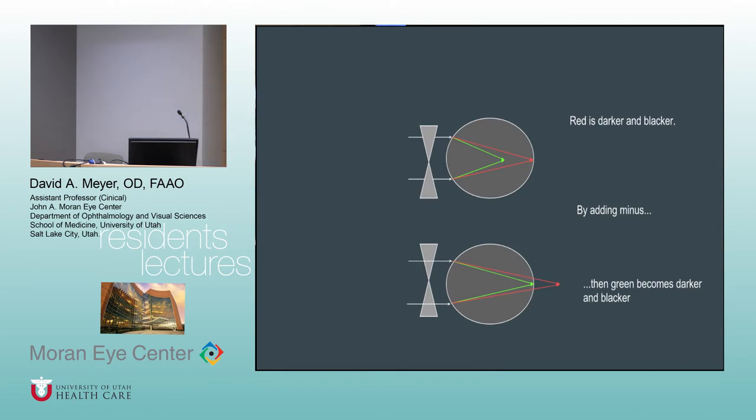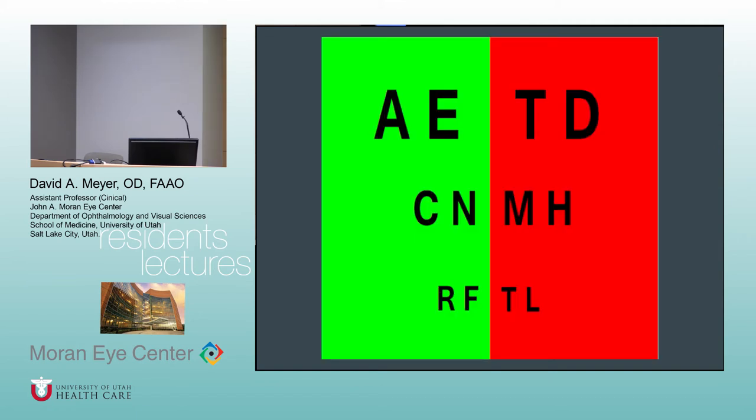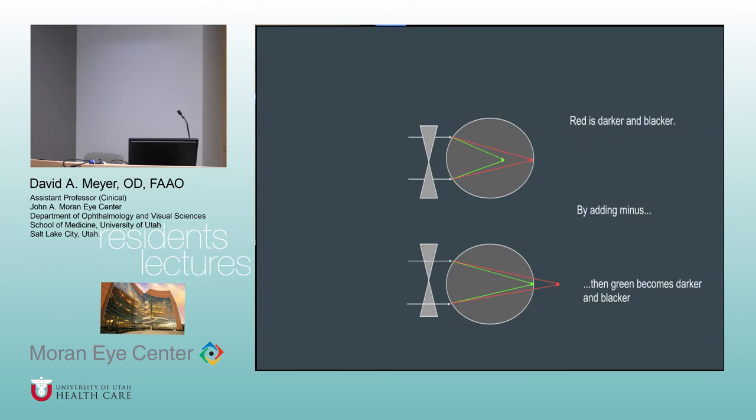And if you look at the optics here, red, longer wavelengths, focus here. Green, shorter wavelengths, focus there. So in this case, they'll say, hey, the red letters on the right side are darker and blacker. What you've created is this, because the red hits right on the retina, and so the letters look darker and blacker and clearer than the green.